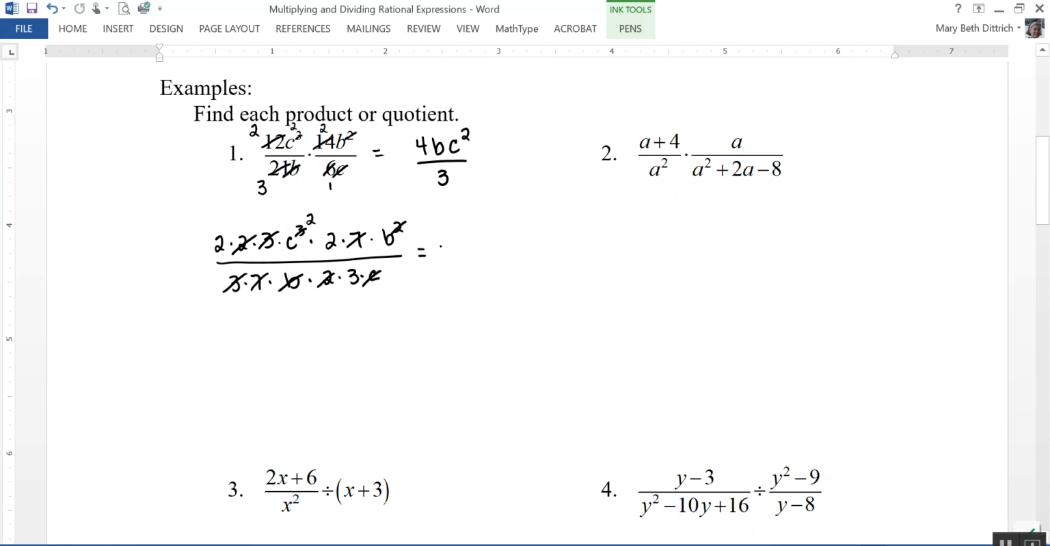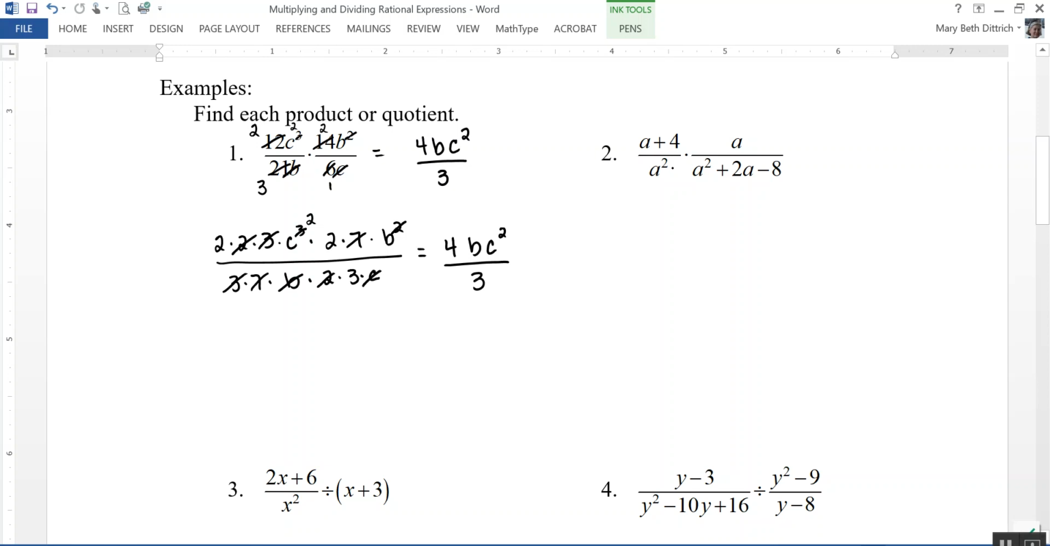So 2 times 2 is 4. And then I have a b and a c squared over just a 3 on the bottom. So either way is possible. If you tend to get lost in some of the little numbers, maybe you want to try it the second way. Let's take a look at our second example here.